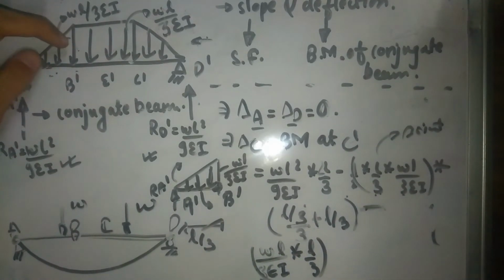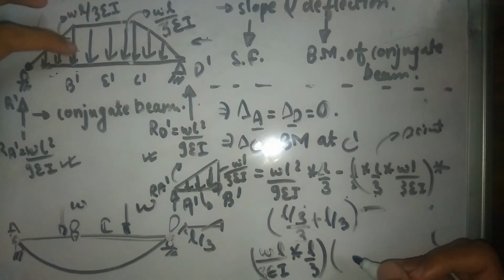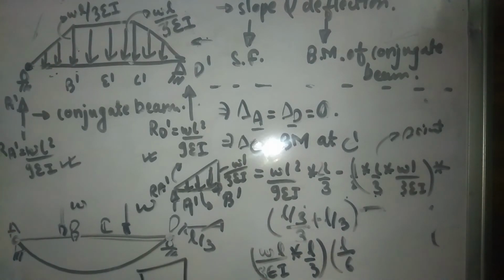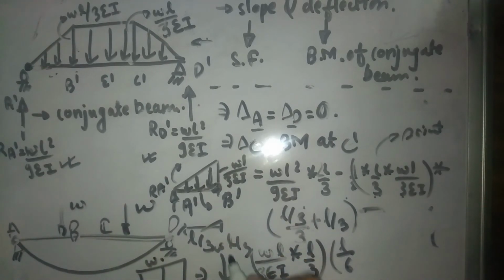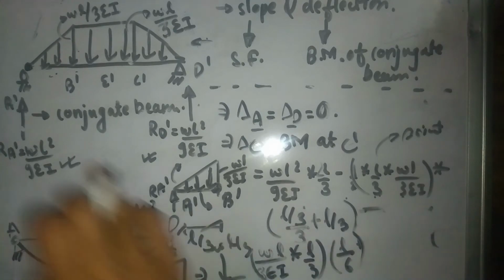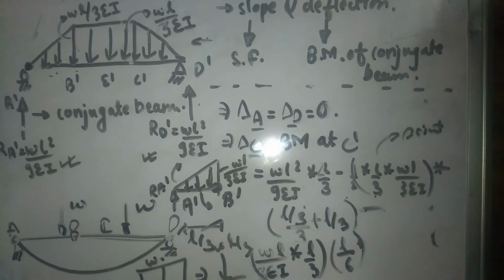This is acting over a span of L by 3, and with respect to point C', it will be acting at a distance of L by 3 divided by 2, which means L by 6, because to convert the UDL, I simply need to halve the span. So it will be WL by 3EI into L by 6 plus L by 6 plus L by 6, because this is with respect to point C'. If we solve this, we are going to get our deflection at C. I haven't solved this; you can simply solve it and get your required deflection at C.